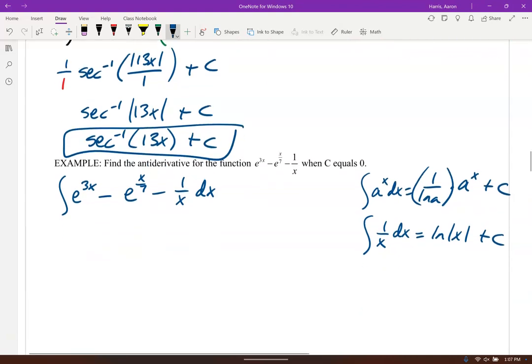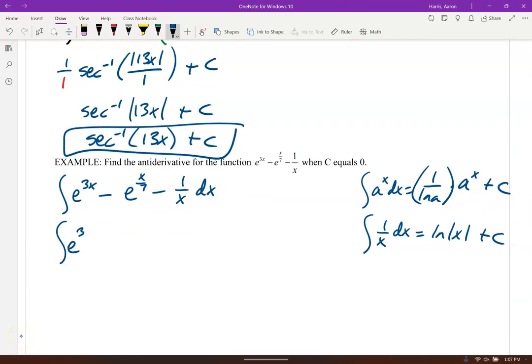Okay, so I'm going to split these up. Integral of e to the 3x minus integral of e, I'm going to write that as e to the 1/7 x, minus integral of, and these are all with respect to x, 1 over x dx.